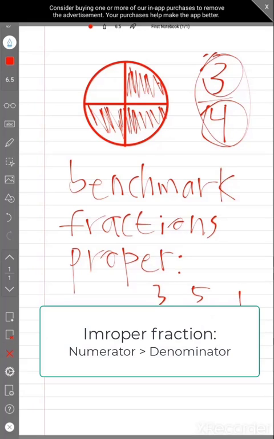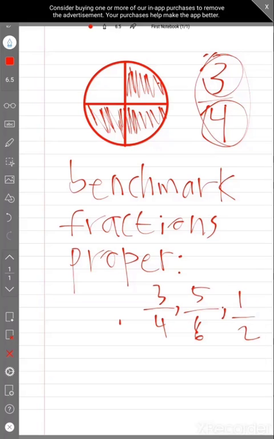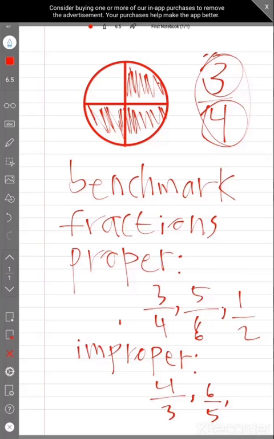Improper fractions are fractions that have the numerator greater than the denominator. So it's the opposite of proper fractions. So this will be such as 4/3, 6/5, and 7/6. These are all improper fractions.